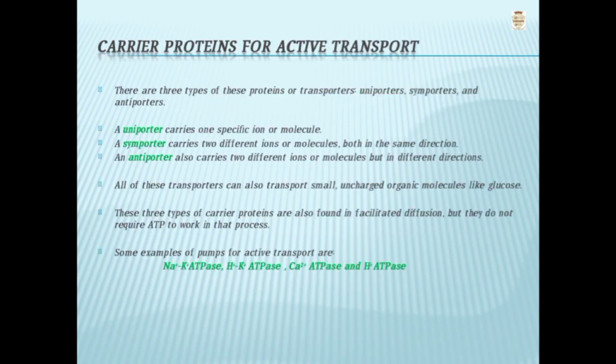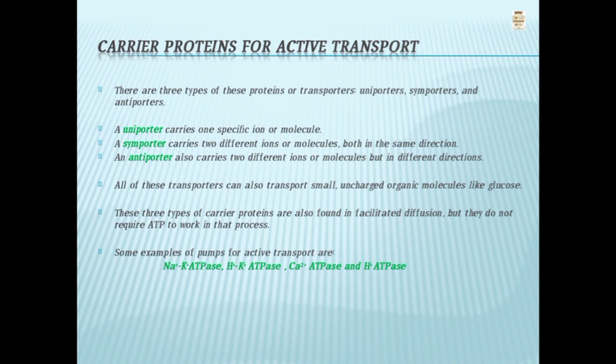Carrier proteins for active transport. There are three types of proteins or transporters: uniporter, symporter, and antiporter. A uniporter carries one specific ion or molecule. A symporter carries two different ions or molecules, both in the same direction. An antiporter also carries two different ions or molecules, but in different directions.